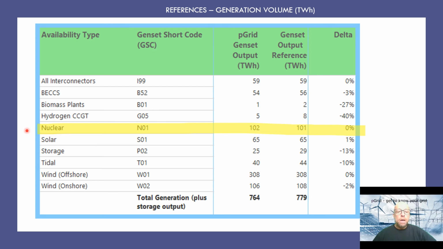We've got wind running at 106 versus 108, offshore wind 308, same as 308. A lot of these numbers are very, very compatible. Solar is pretty much bang on, 65 terawatt hours in pGrid, 65 terawatt hours in the FES 2050 consumer transformation scenario. So we have a few differences, and this is where we're scratching our head and thinking about what assumptions they may be taking. And so this is where we go on to do a bit more work.